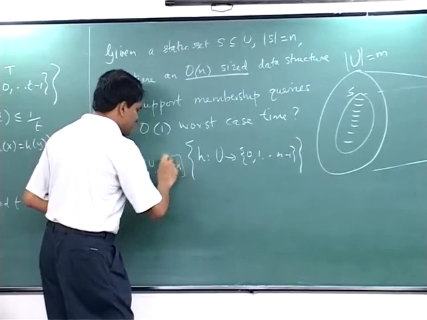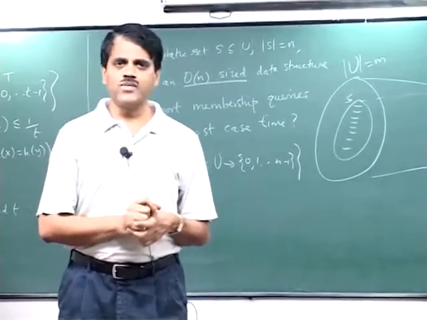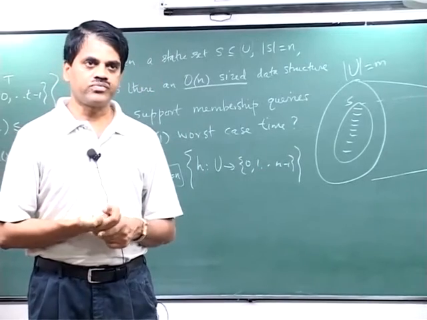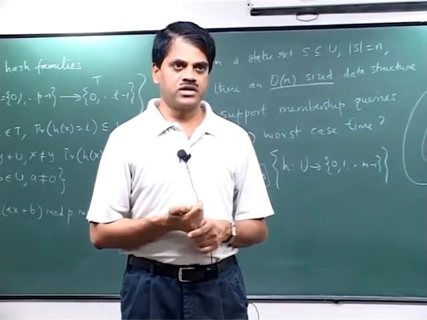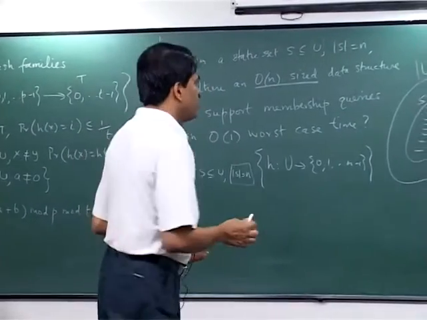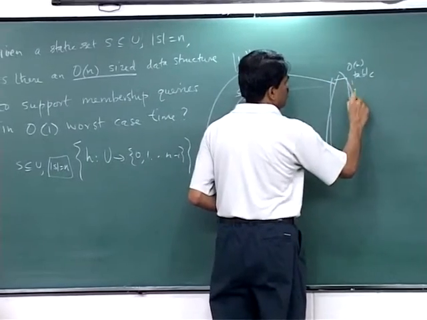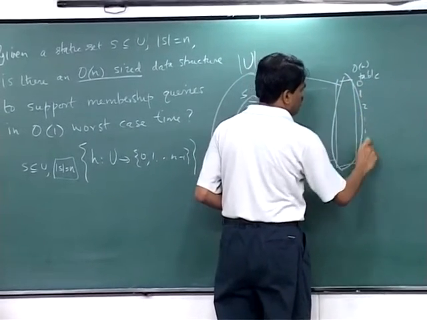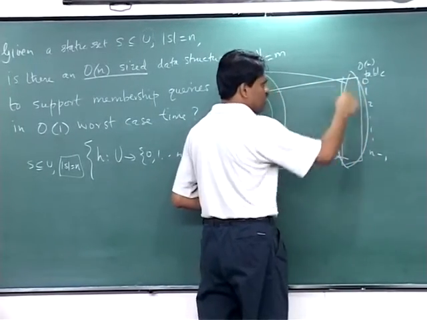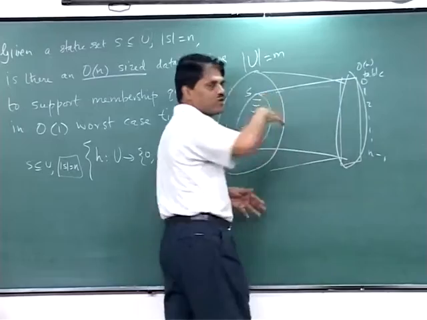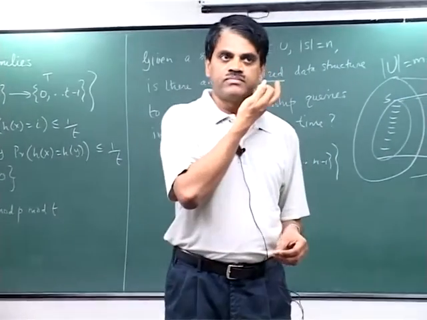I want this set to be mapped injectively, meaning without any collisions. Can you tell me how many such functions are there? There are lots of such functions. What do I want? I want these elements, 0, 1, 2 up to n minus 1, to go here without any collisions. The rest I don't care. So how many such functions are there?